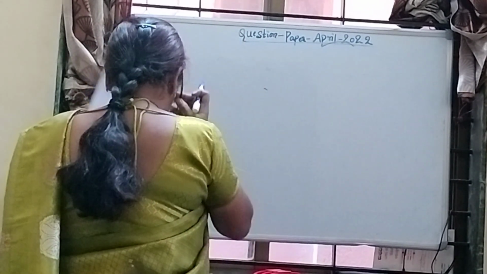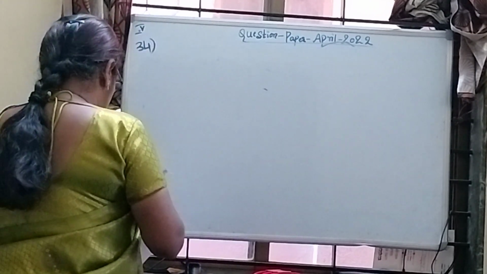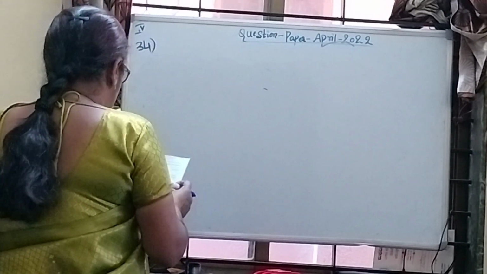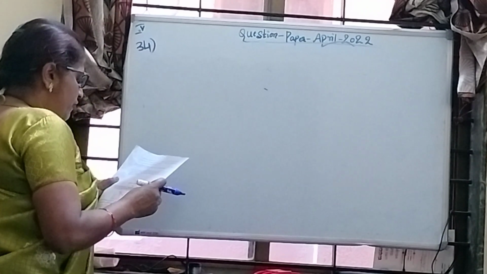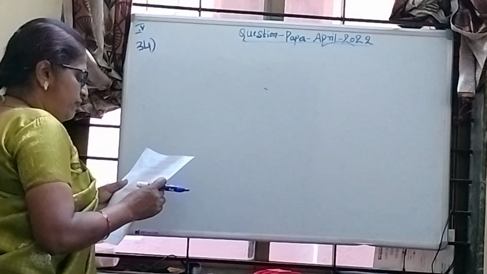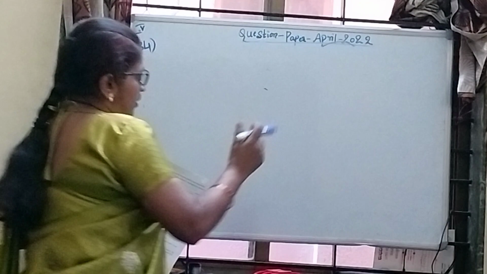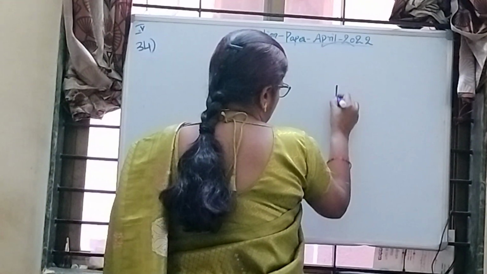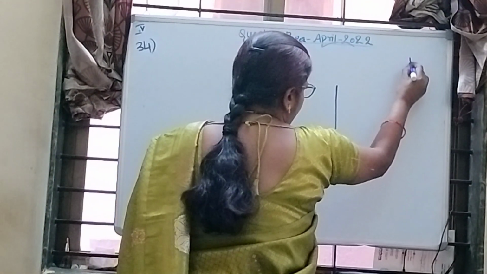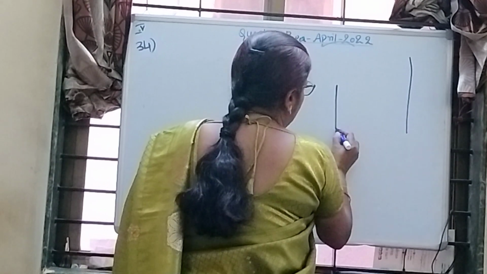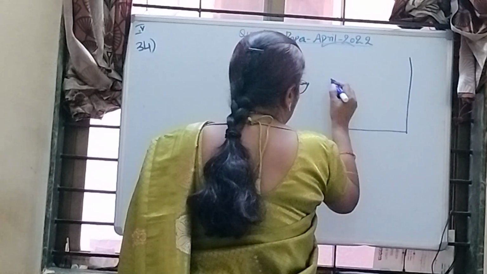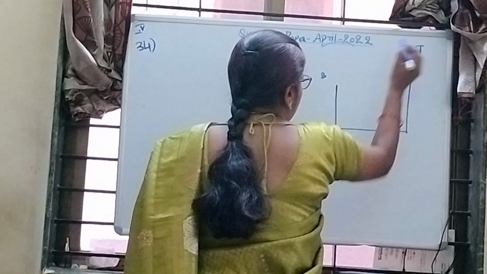The question is based on trigonometry. We are going to solve it now. I'll read the question first. The angle of elevation of the top of a building from the foot of a tower is 30 degrees. If I take this as the building, the tower will be taller than the building. So this is the building I am calling, and this is the tower.